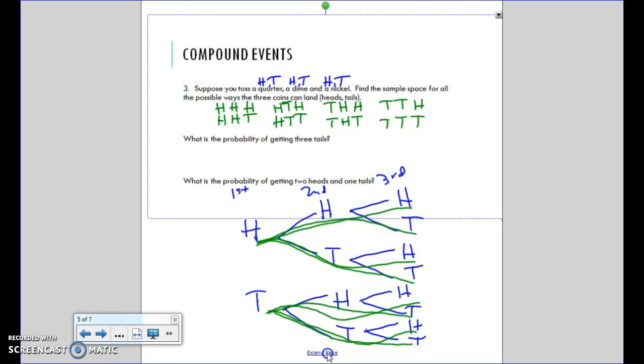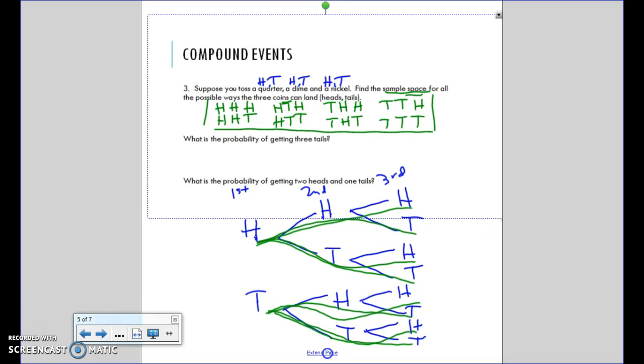So a lot of times students think there's only 6 different things that could happen because we have 2, 4, 6 different heads, tails. But really, as you can see when I make my tree diagram, there's a sample space of 8 different outcomes that could happen. Okay, so when it says find the sample space, that's what this is. These are all the things that we could have happen.